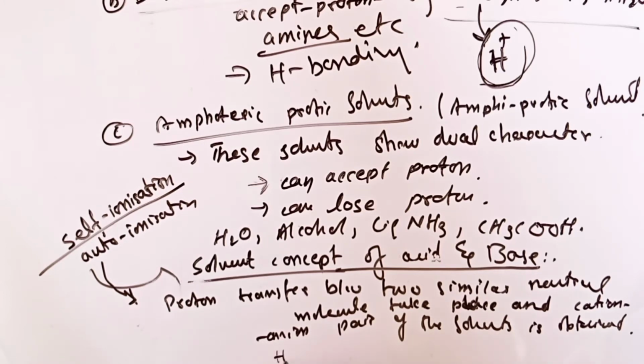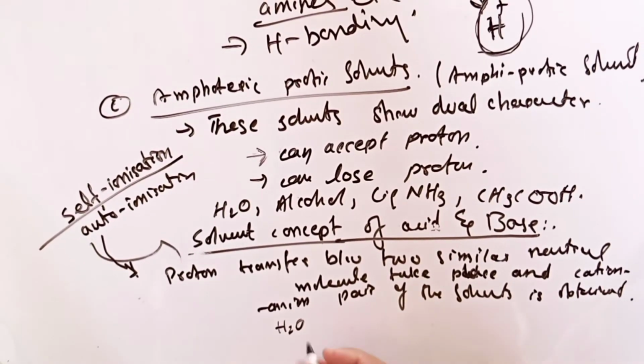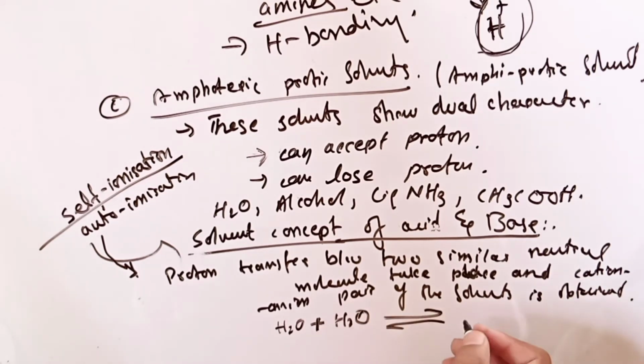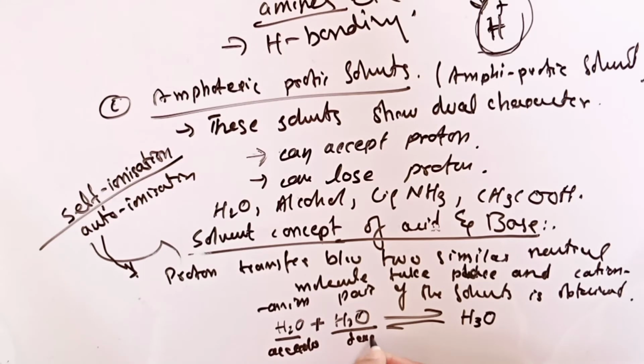For example, H2O plus H2O, that is called self-ionization. These are two similar neutral molecules. One will accept a proton. Let's suppose this one is the proton acceptor and the other one is the donor. When it acts as the acceptor, it will accept a proton from the other water, so it will get one extra hydrogen, and that is why it will have a partial positive charge.